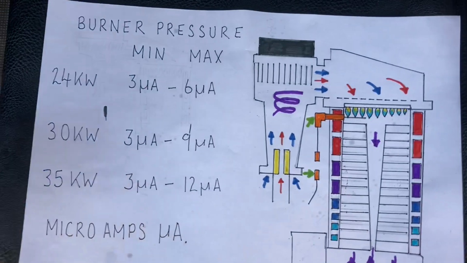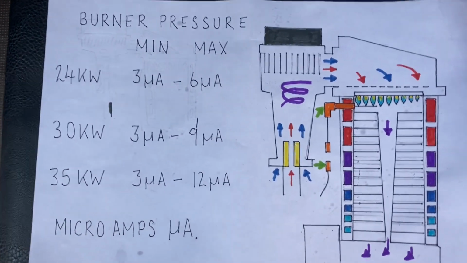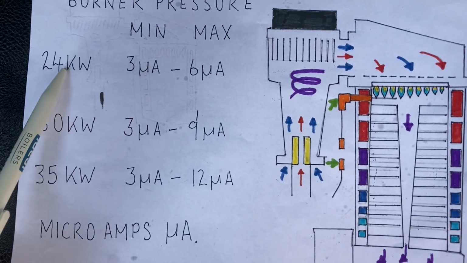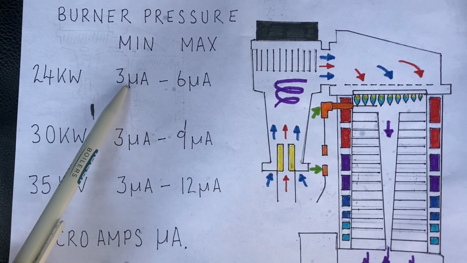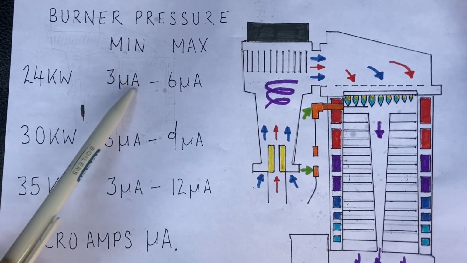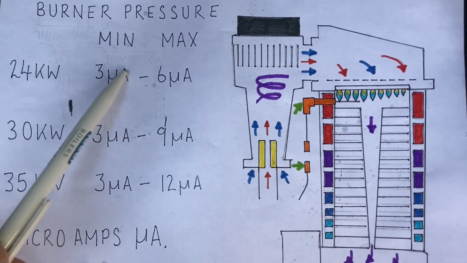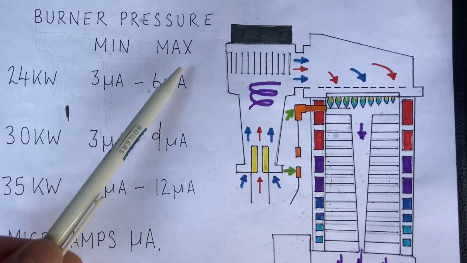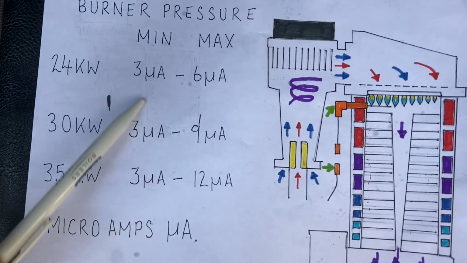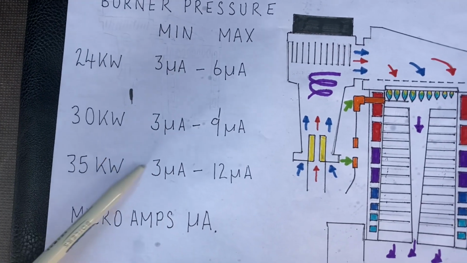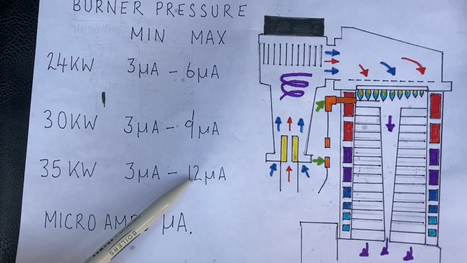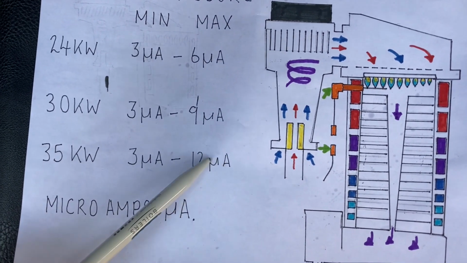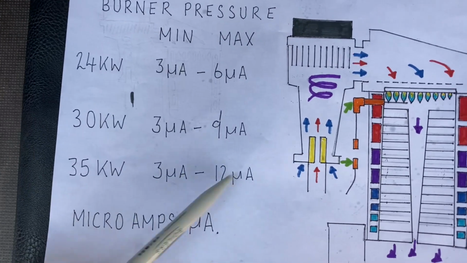So if I have a 24 kilowatt boiler, and this has not come from the Ideal manual, so you won't find this, I've just learnt it over time. Roughly speaking, on a 24 kilowatt boiler, the minimum microamps on low fan speed, low minimum rate, is 3. Maximum should be 6 when on max fire. On the 30 kilowatt, 3 minimum, and 35 is 3 minimum, but 12 microamps. If I've got the boiler on service mode max, I should be getting 12. I should be getting 9 on a 30 kilowatt.